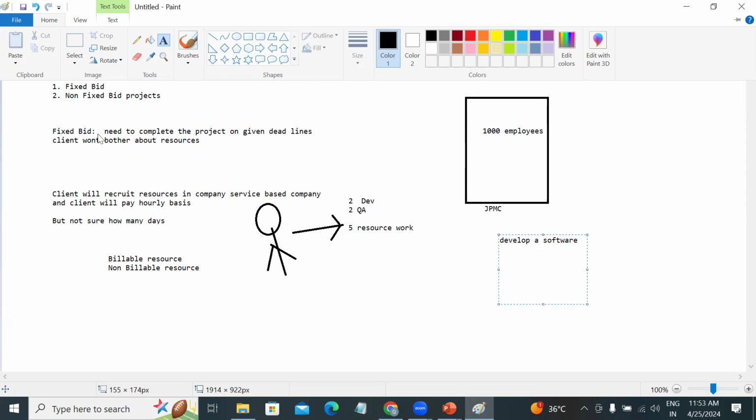Now, is it clear, sir, what a fixed bid and a non-fixed bid project is, and what a thin client and a thick client is? For which client are you working currently? Mostly you can say thin client only, better. So your client type is what, sir?